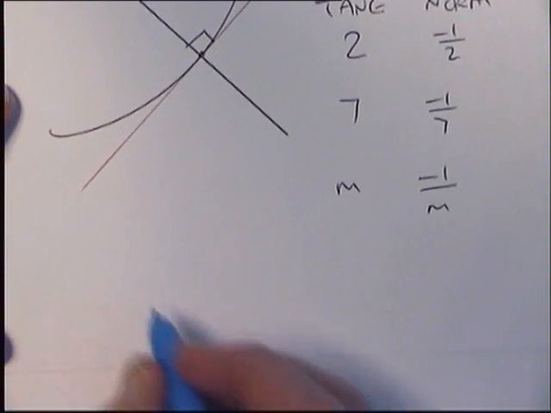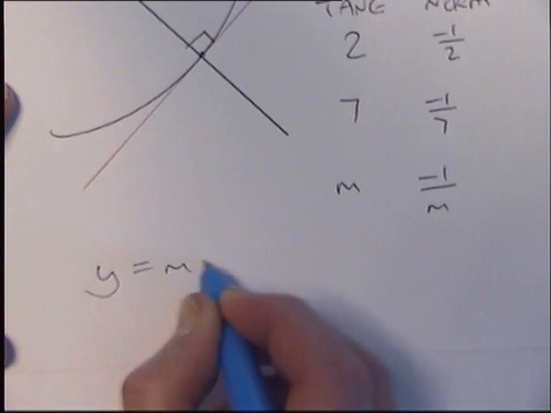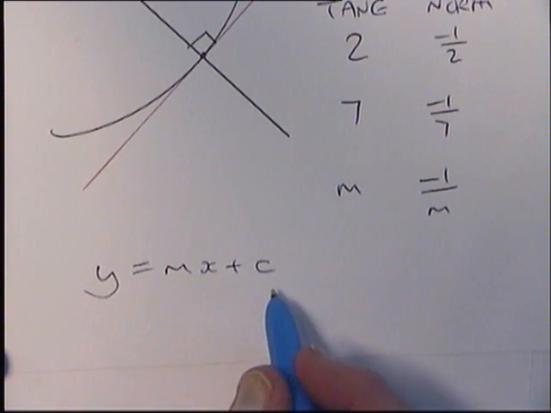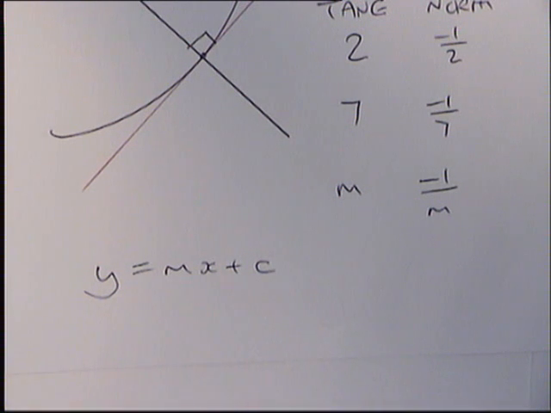Another quick recap of things we looked at. A straight line was y equals mx plus c, where m is the gradient and c is the y-intercept, where the graph crosses the y-axis.